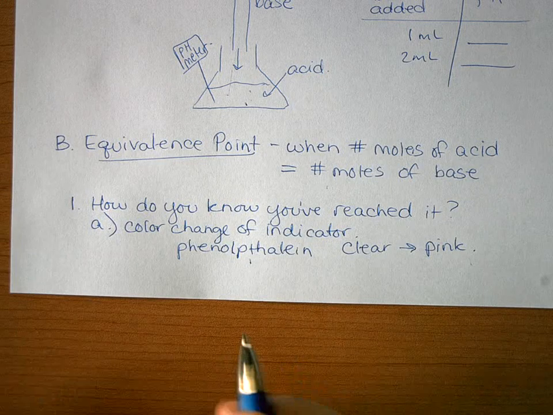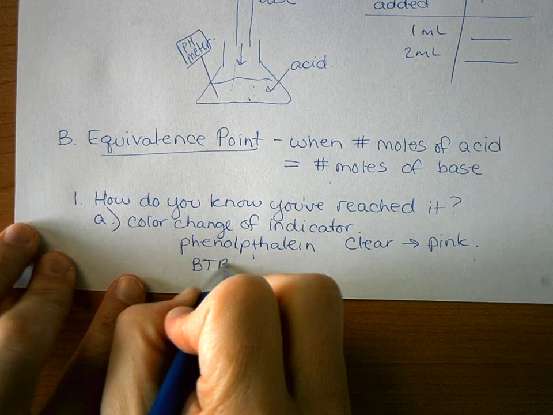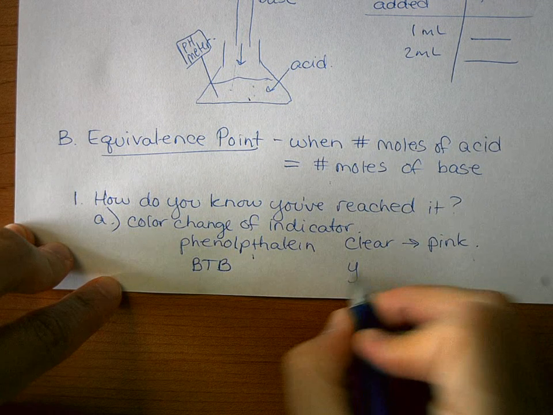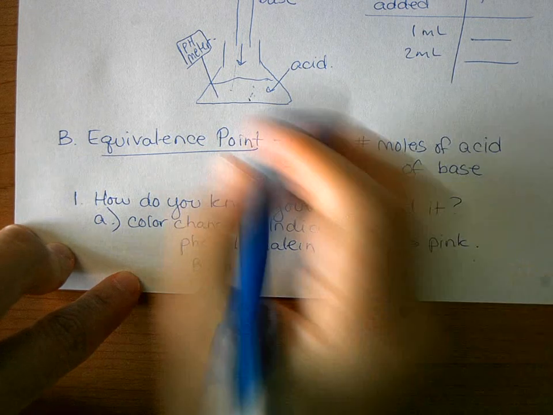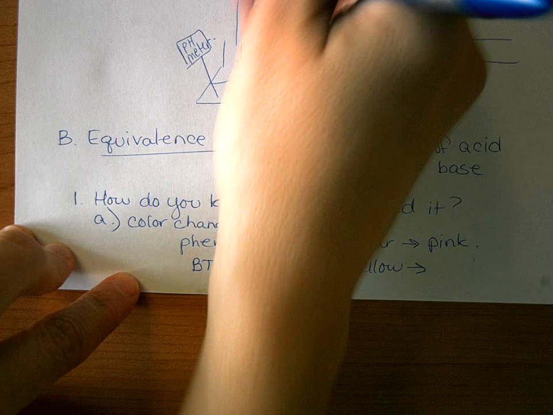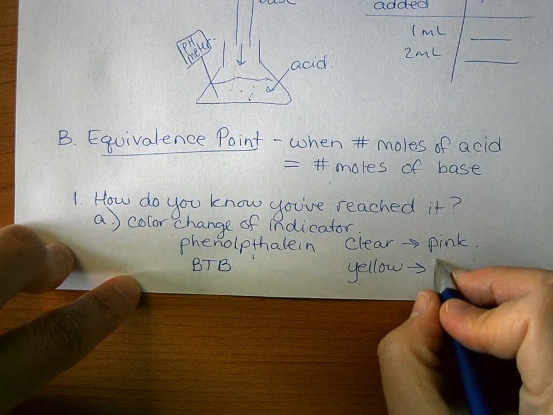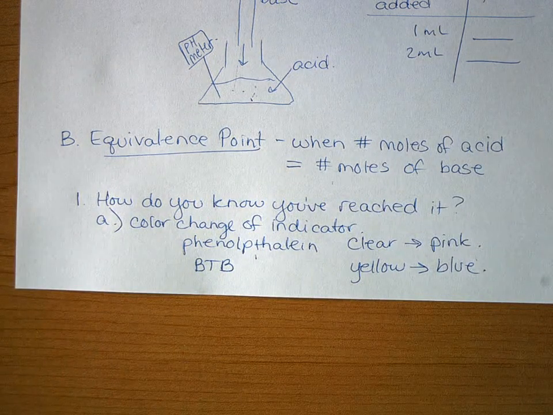If you have bromothymol blue, and we've talked about this before also, and this is the situation I'm dealing with here, it's yellow in an acid, so it would be yellow to begin with, and once I've added enough base to reach the equivalence point, it would change to blue.